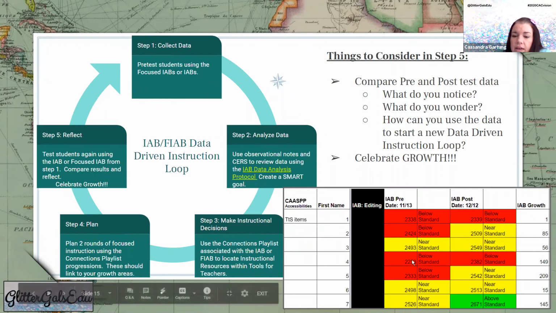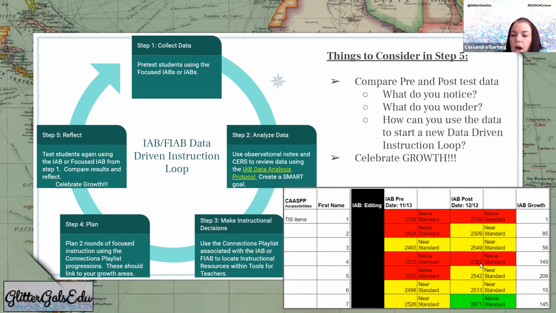But this little guy right here, fourth row, below standard at 2233. He grew 149 points, still at the below level, but grew 149 points. This is the kiddo that had told me, I hate taking these tests. I can never do good on these tests. Why am I even bothering? I can never do anything right.